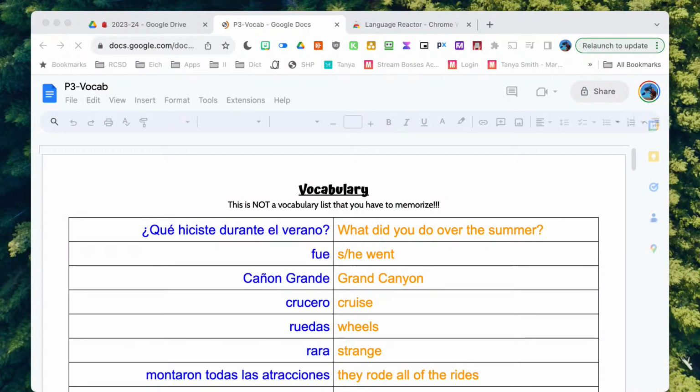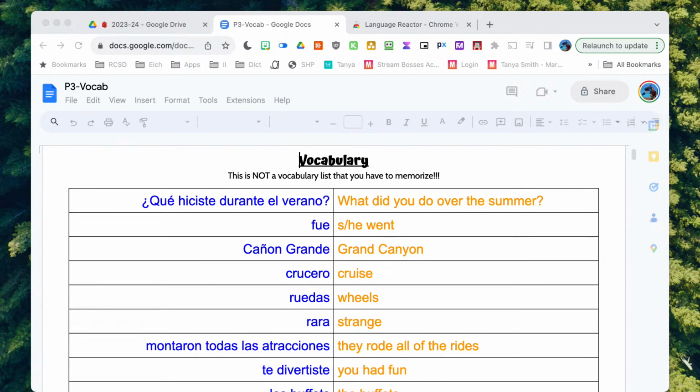Let me show you one of my periods. One of my Spanish 3 period vocabulary. So here, let's go to period 3, which was Spanish 3. Let me go back to my screen share. So right here, you can see I started off with what did you do over the summer?